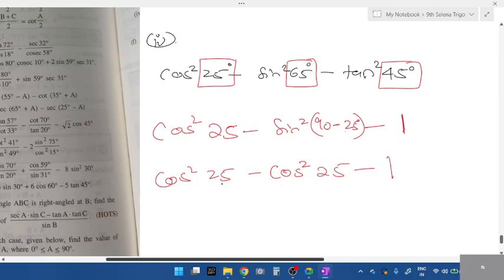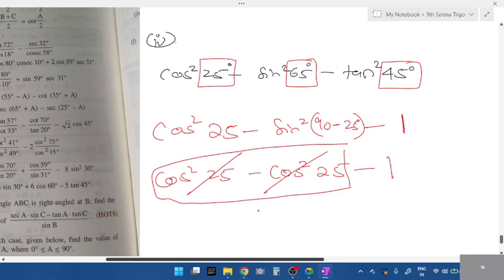Okay. Which one gets cancelled? Cos square and cos square. See, these two things are gone. It becomes 0, right? When you cancel, 0 minus 1. What is 0 minus 1? Minus 1. Always go with complementary. And I'll tell you the difference.